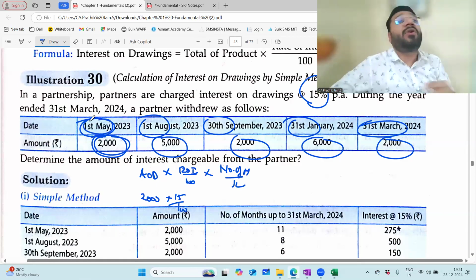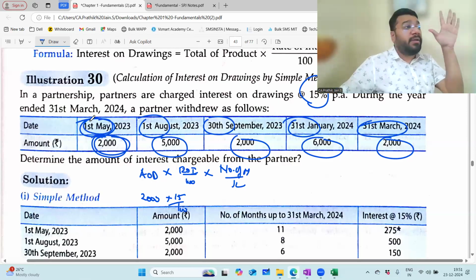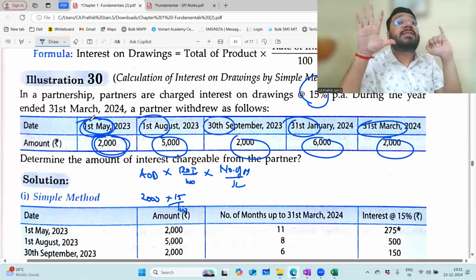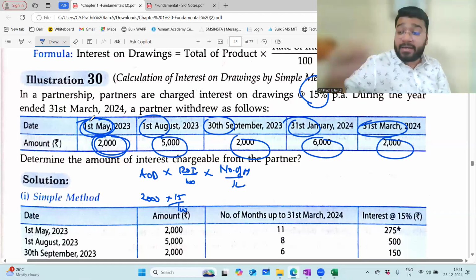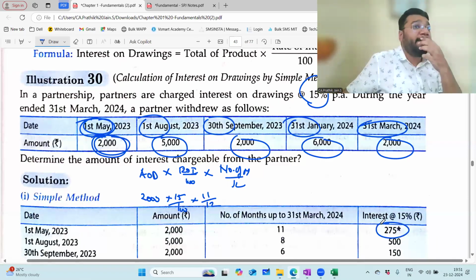Guys, this person has withdrawn the money on 1st May, which means he's enjoyed this money for the entire May. So May, June, July, August, September, October, November, December, January, February, March. So this partner has enjoyed this advance profit for 11 months. So he has to compensate us for 11 months. So into 11 by 12, you get 275.